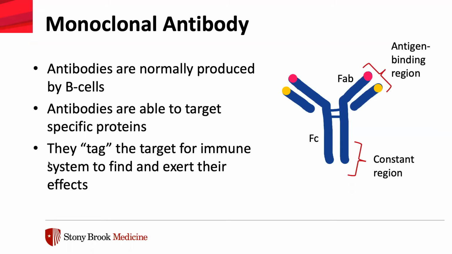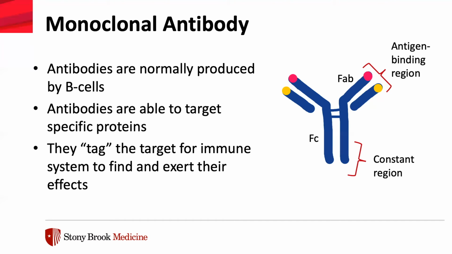And if you see here the structure I have, the antibody is usually shaped like a Y, and it has two different main regions, the FAB or the antigen binding region, as well as the FC or the constant region. And the antigen binding region has specific receptors at the end of them that help target a specific protein or marker that's on another cell. And the constant region helps alert the immune system to the antigen once the antibody binds to it. So they kind of tag the target for the immune system to find and exert their effects.